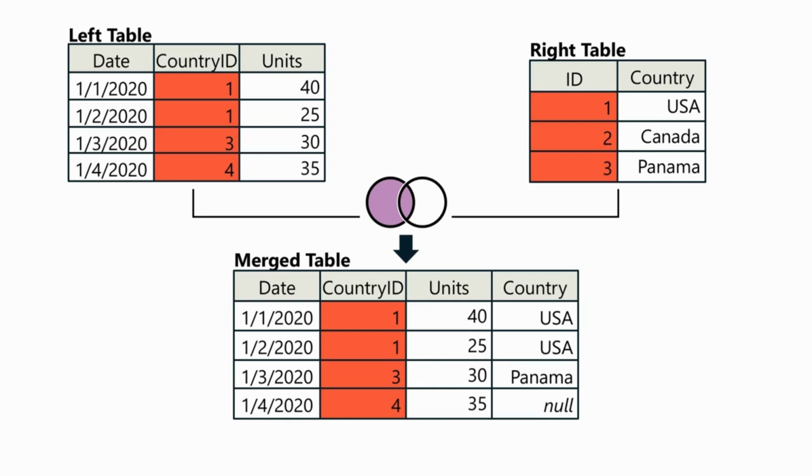In this scenario, the resulting table will have the columns from the left table: date, country ID, and units, along with a country name column. Since the right table did not have a country ID of 4, the country name is null.